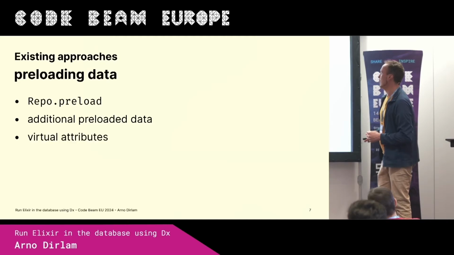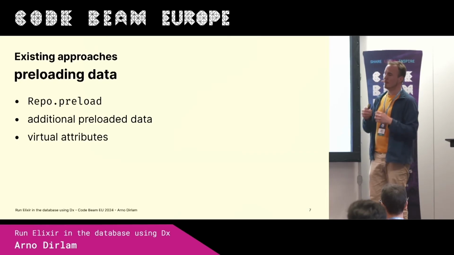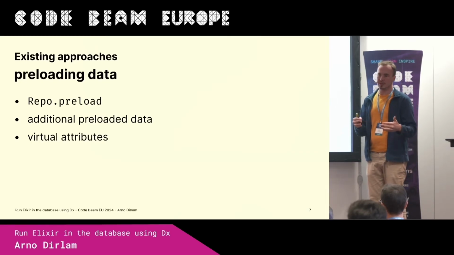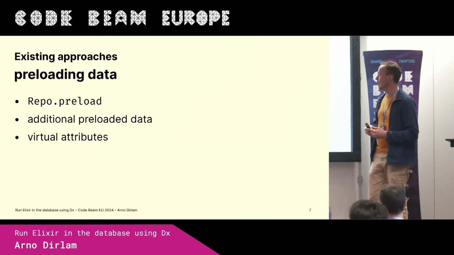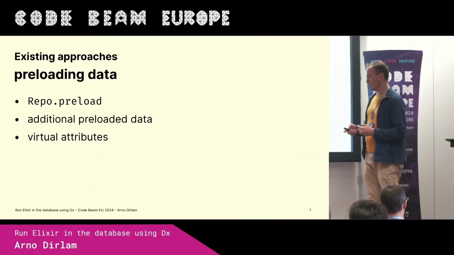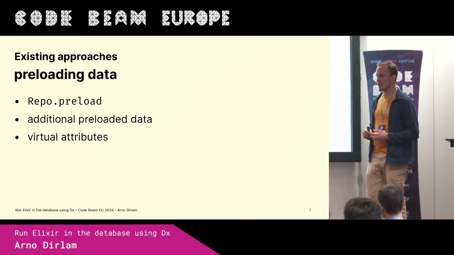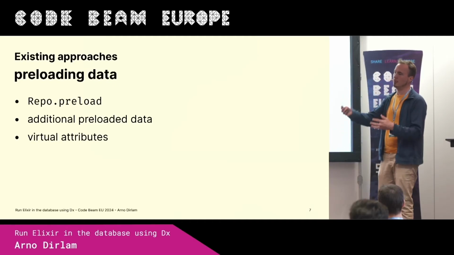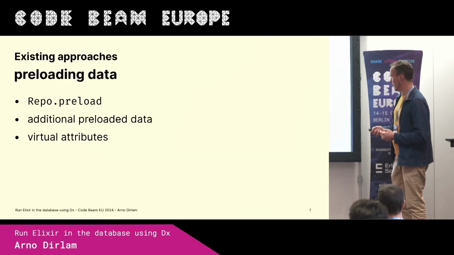A third option is to use virtual attributes. It's basically a combination of the two. You define some virtual attribute on your schema. That means it doesn't come from the database, and you're responsible for populating it. And then you could populate it with some data that you preloaded also from the database, that you loaded in a query. What we called that was decorators. So basically you query something and put it in the struct.